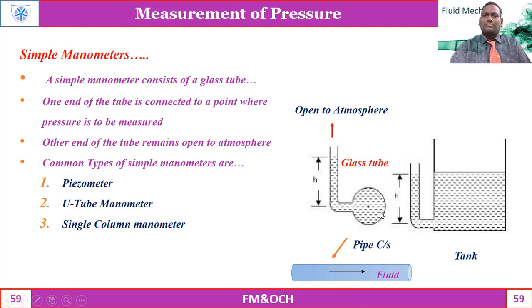This is shown here. If you want to find the pressure at this point, simply use a glass tube where one end is connected to the pipe and the other is open to atmosphere. This we call a piezometer. Similarly, if you want to measure pressure in a tank, this is how we take advantage of the column of water in the glass tube, thereby calculating the pressure at this point.